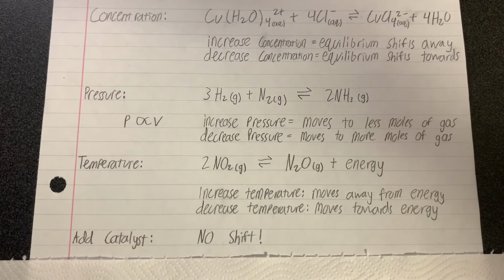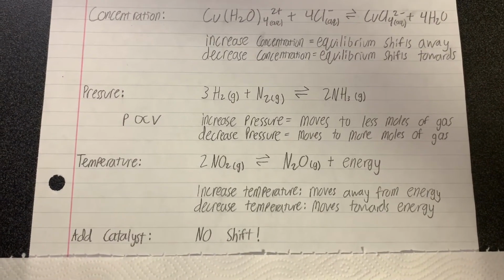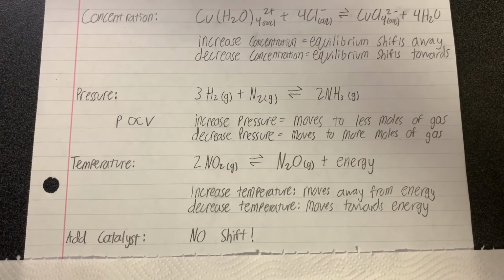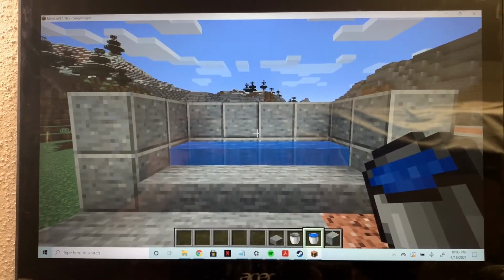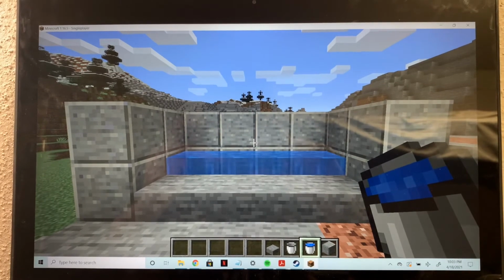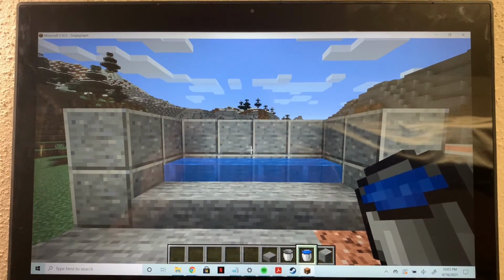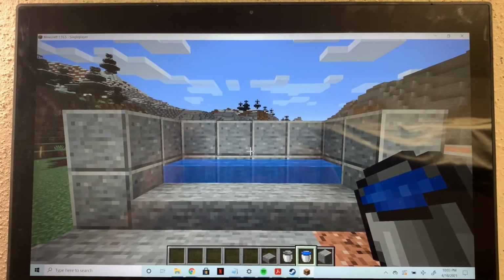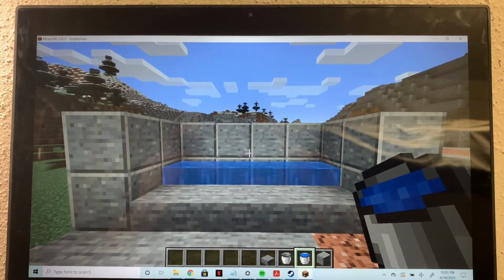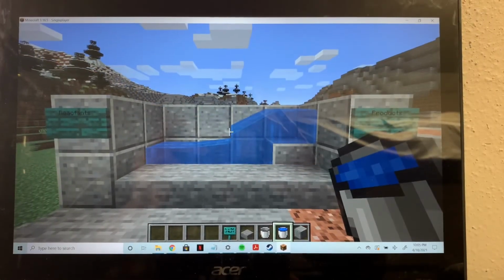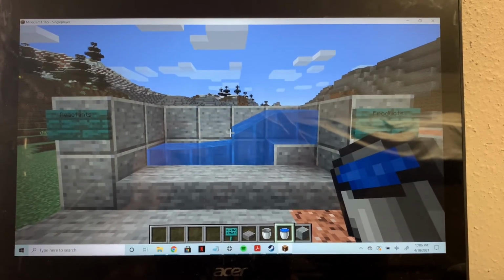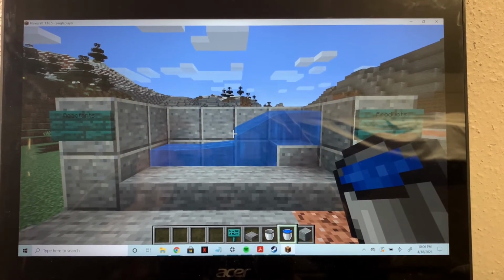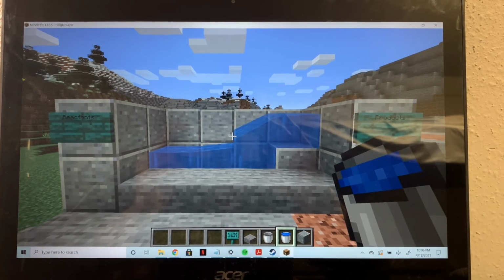And it is also important to remember that if you add a catalyst to the reaction, the equilibrium position will not shift. A good way I like to visualize this is as the flow of water. And from what I've taught you, we know that if you increase the concentration, the equilibrium will shift away from that side. In my head, I imagine the increase in concentration as an increase in altitude, which will cause the water or equilibrium position to shift away.